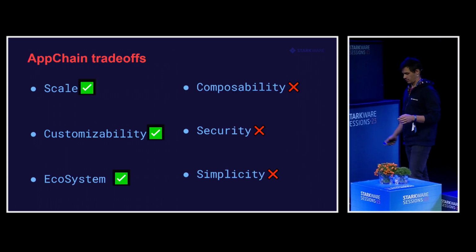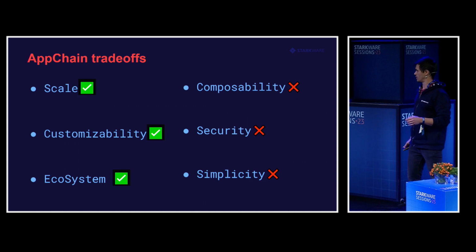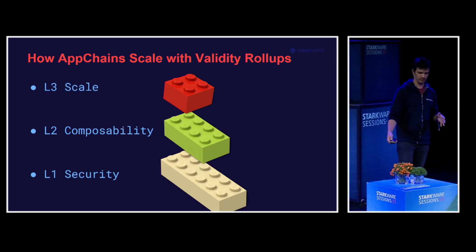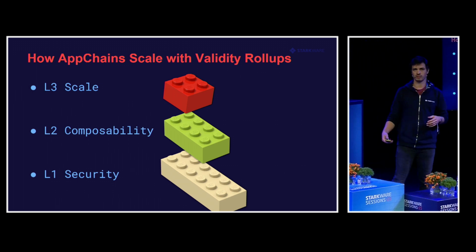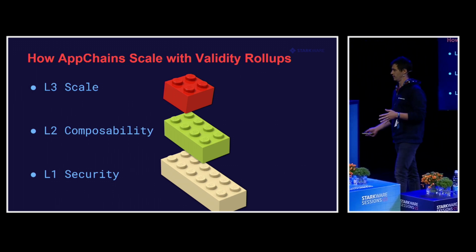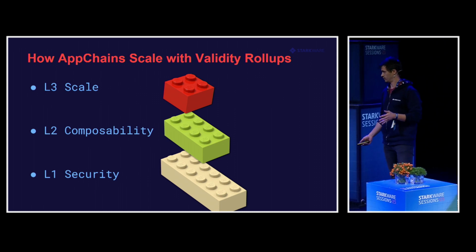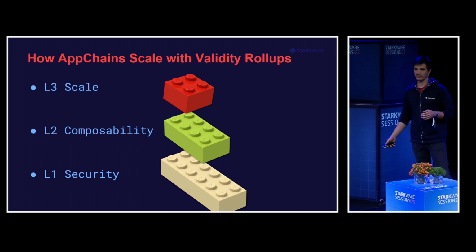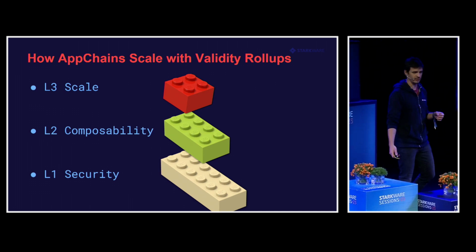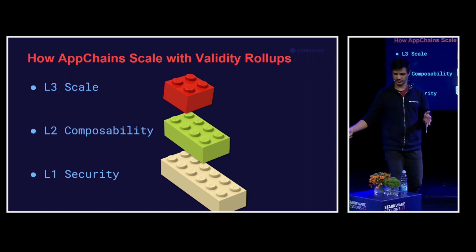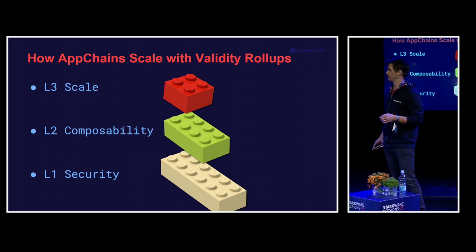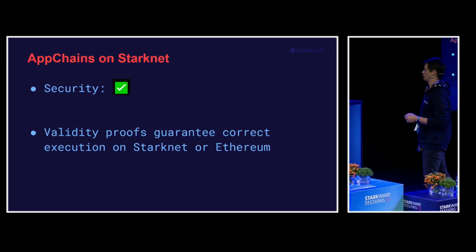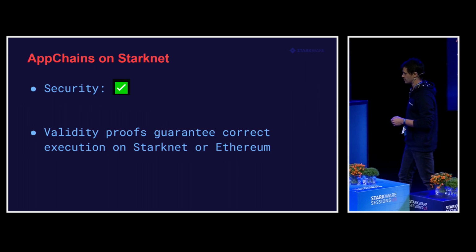So pros and cons for AppChains, but the purpose of the talk is to see how by building them on validity rollups and on Starknet, you can gain the entire stack, mainly building on the security of the L1, on some composability or interoperability of layer 2, and gaining all the benefits of the scale of the app chain on its own.